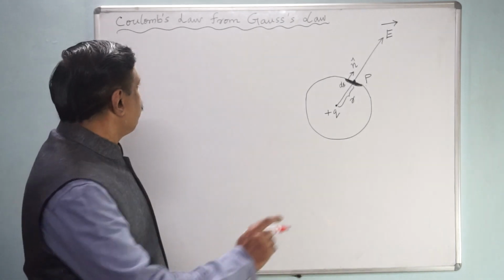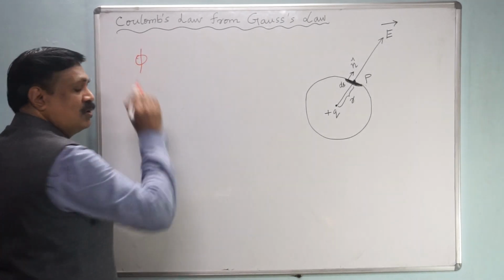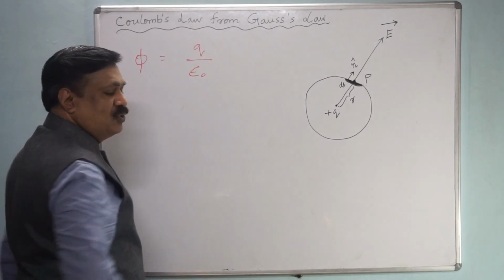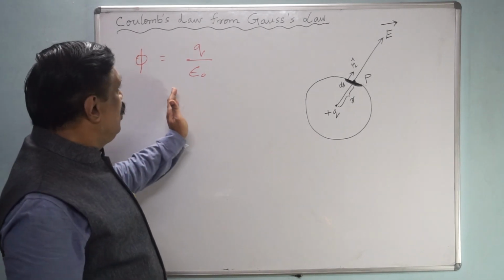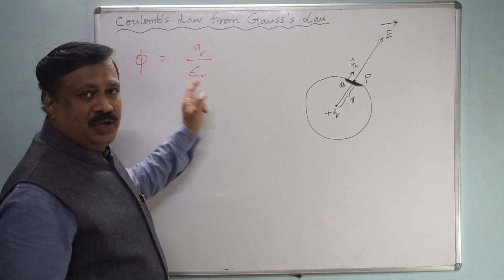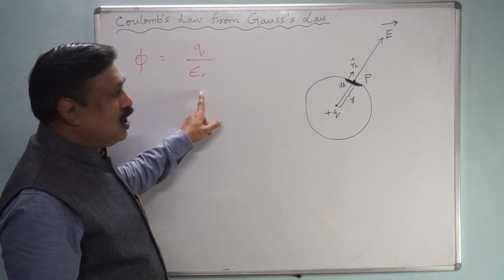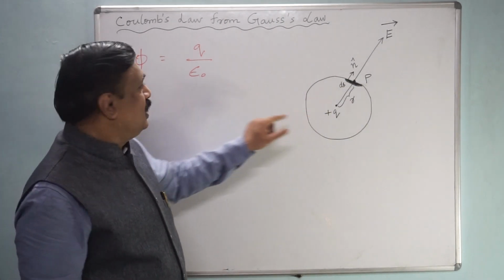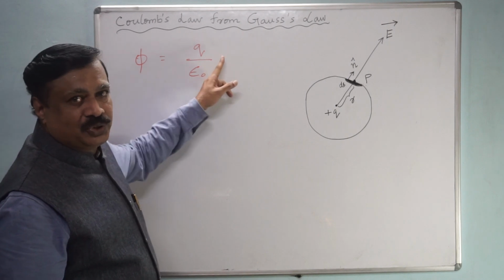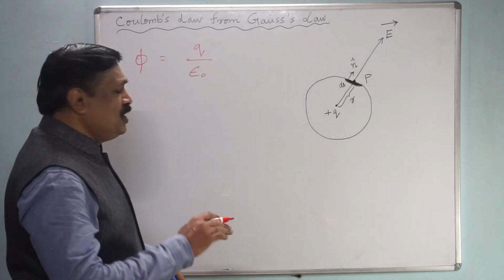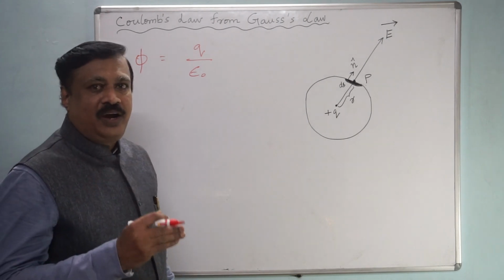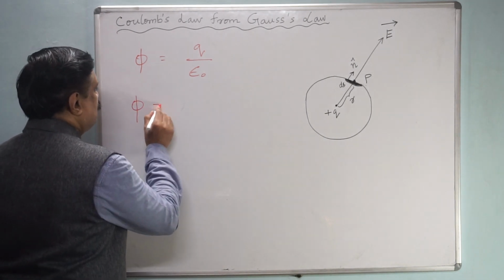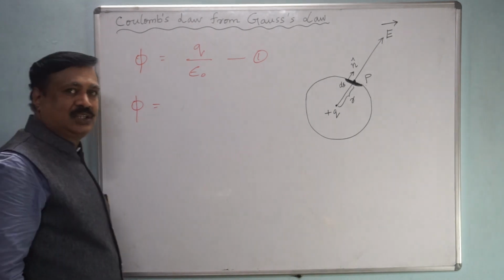Now, Gauss law: phi equals Q by epsilon 0. This is Gauss law. That means electric flux phi is 1 by epsilon 0 times the charge Q. Now this is the sphere and charge Q is there. Therefore, electric flux is 1 by epsilon 0 times charge Q. Already you know what is meant by flux and the mathematical expression for the flux also. You can take this as equation 1. This is Gauss law.